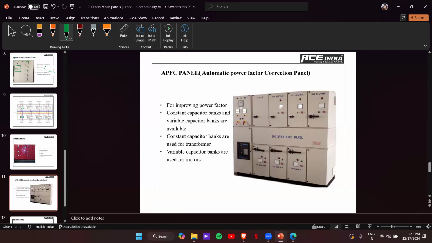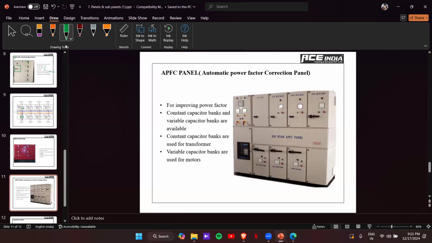So an APFC panel is a collection, or combination, of capacitor banks. The reactive power will be stored in the capacitor bank. Whenever we are starting a motor or a pump, we will provide the necessary starting current from the capacitor bank, so the other systems will be unaffected. That's the purpose of an APFC panel.